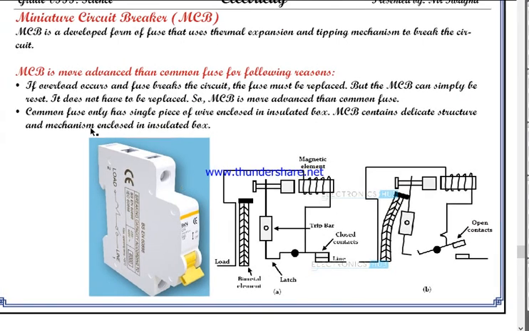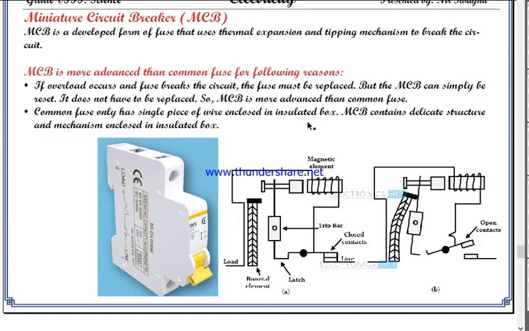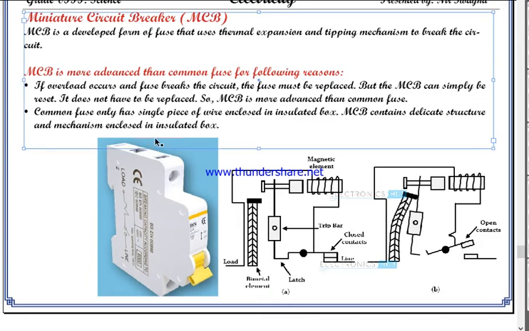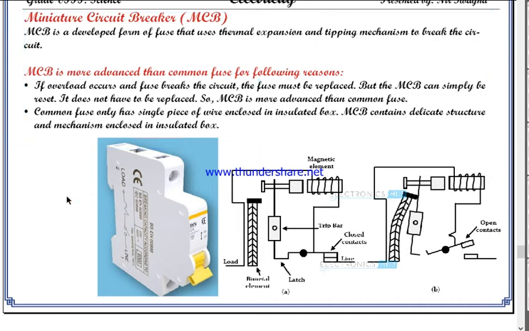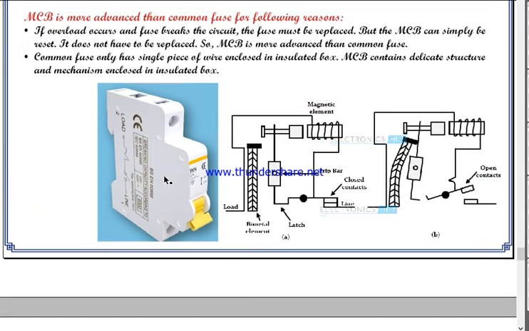Okay, common fuse wire only has a single piece of wire enclosed in an insulated box. MCB contains a delicate structure and mechanism enclosed in an insulated box. Now, because of these two reasons, MCB is considered more advanced than common fuse. Okay, any confusion?